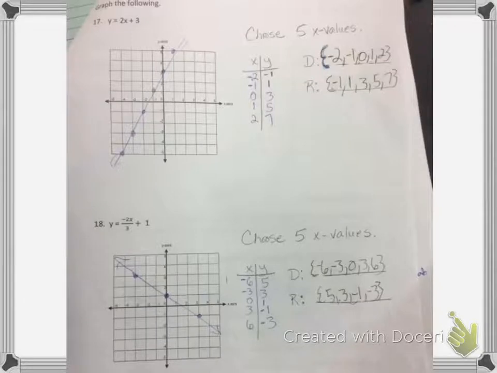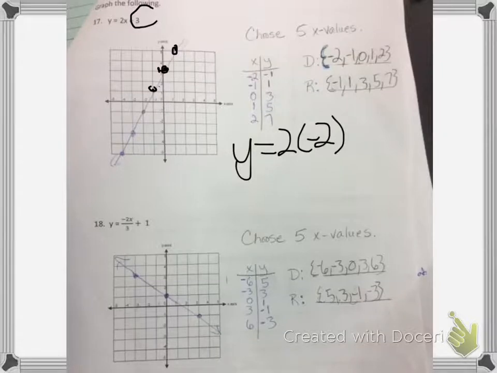Next one, I'm going to graph this. So I start at my y-intercept of 3. Alright, and then I go up 2 over 1, down 2 over 1. I can keep going here. And then I list my ordered pairs and I can plug these in. So, for example, y equals 2 times -2 minus 3. 2 times -2 is -4.